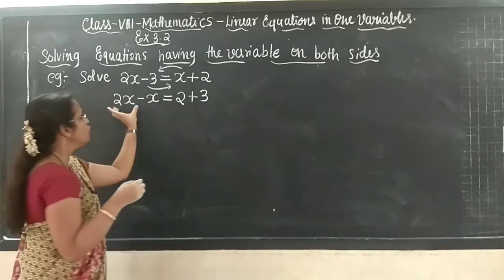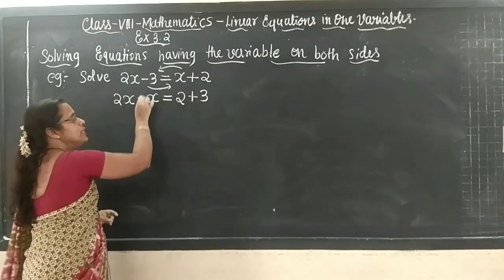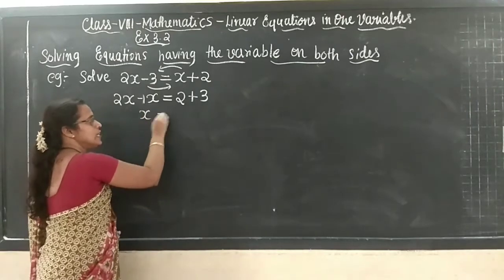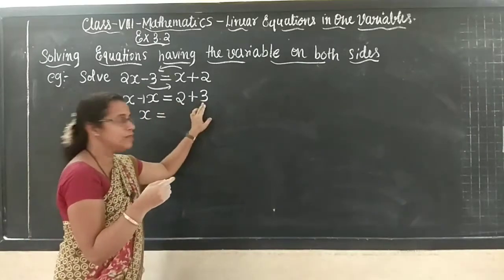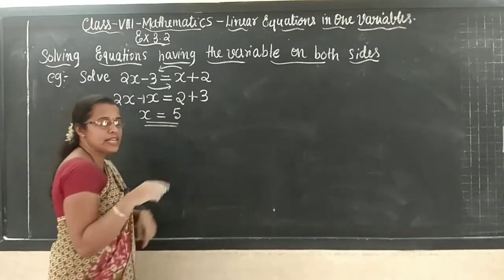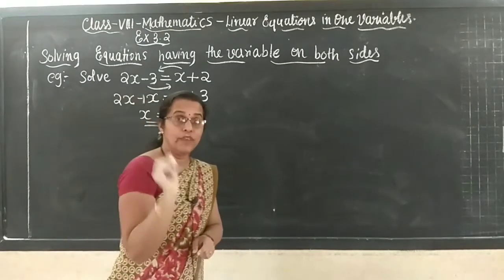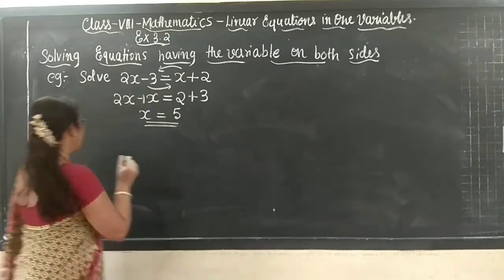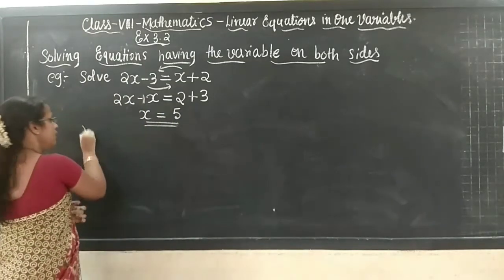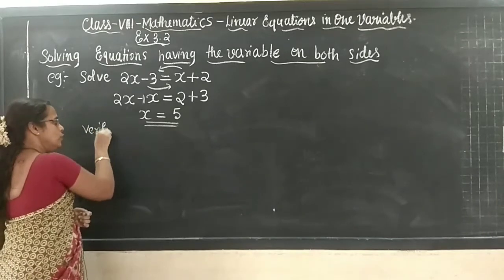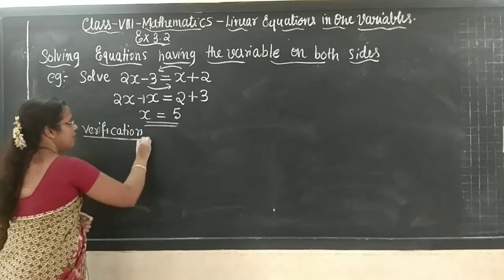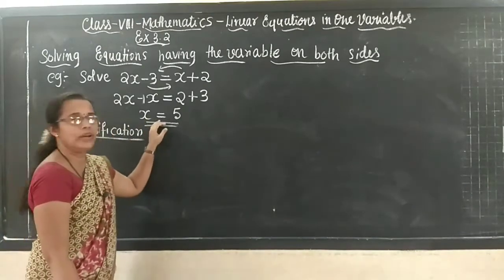Now see here, 2x minus, no number means 1x. So 2x minus 1x is x, is equal to 2 plus 3. 2 plus 3 is 5. So this is the value: x is equal to 5. If you want to verify this, you can check it. Verification is that you check whether our answer is right or not. How can we do verification?